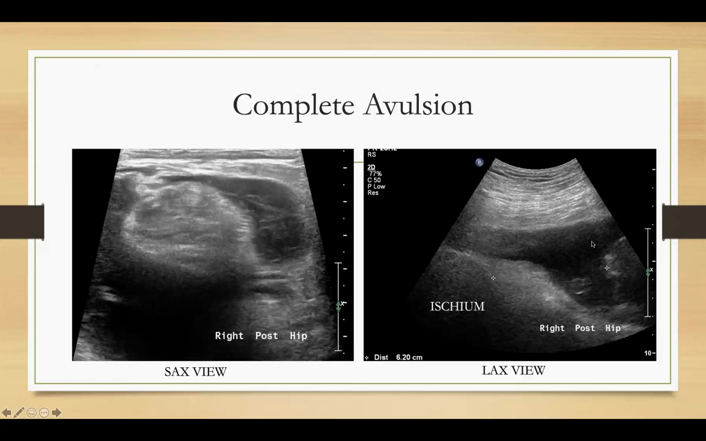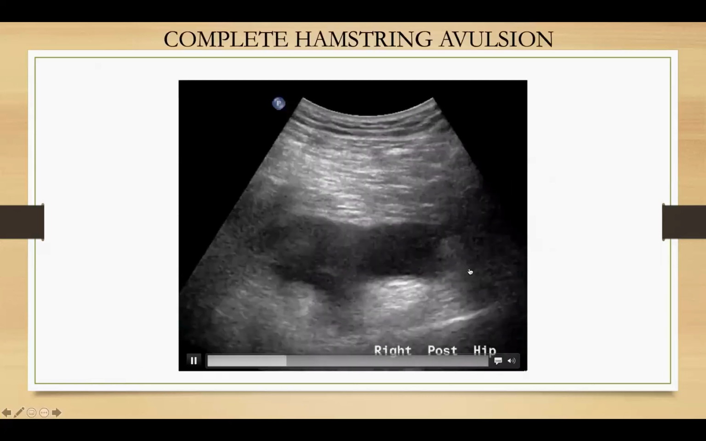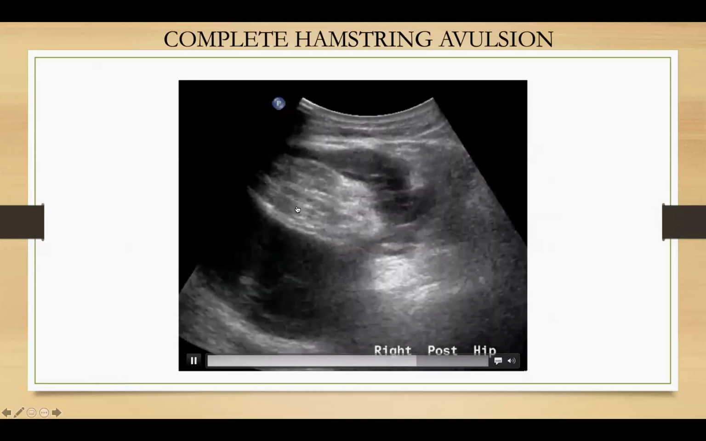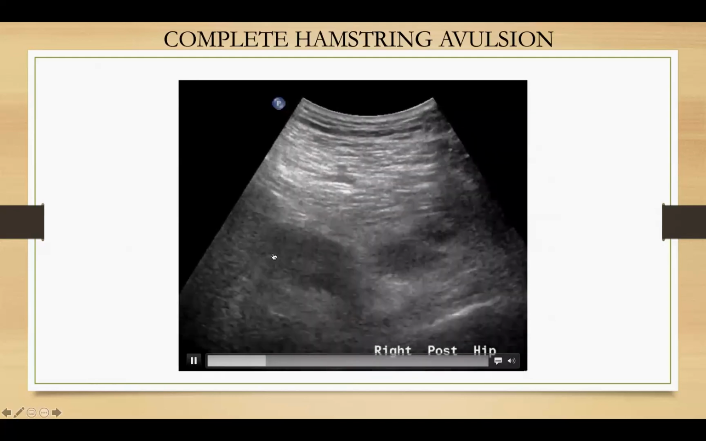This is a long axis view of that injury. Left is proximal now, right will be distal. This is the silhouette of the ischial tuberosity, with a large gap, about 6.2 centimeters between the origin and the proximal end of that stump of the complex here. And this was confirmed at surgery. Here's a short axis scan down the thigh, just demonstrating how far distally the hematoma went, almost down to the level of the knee.